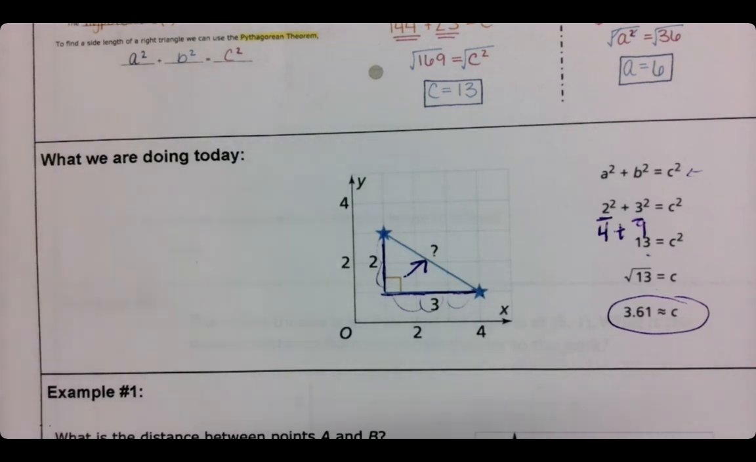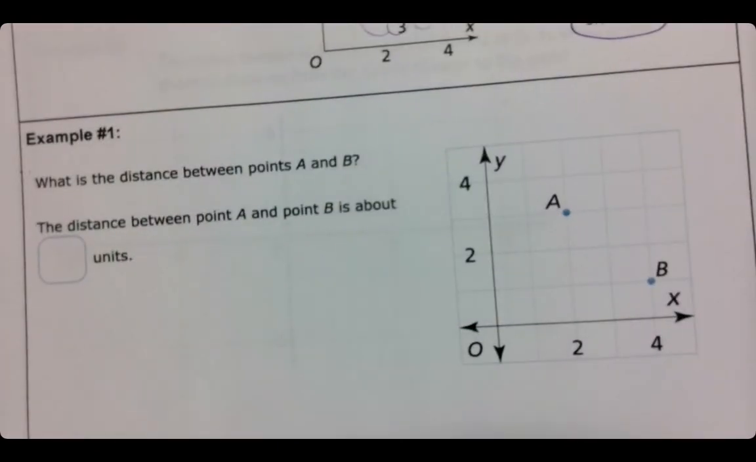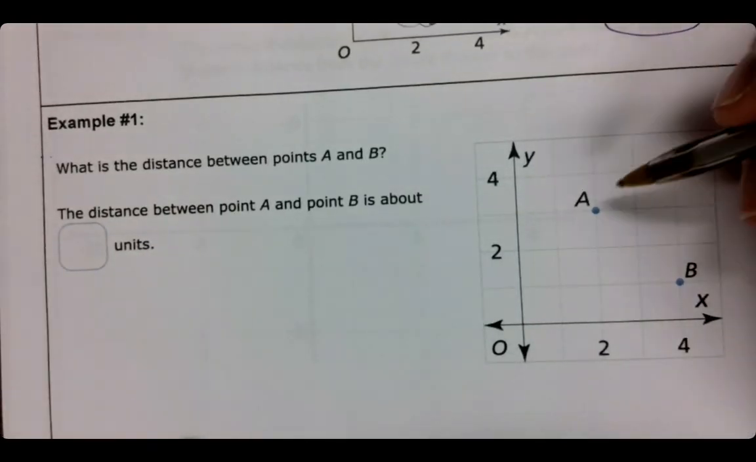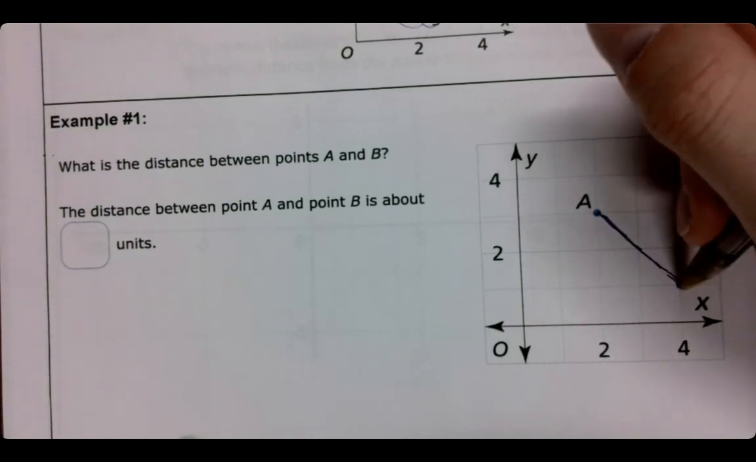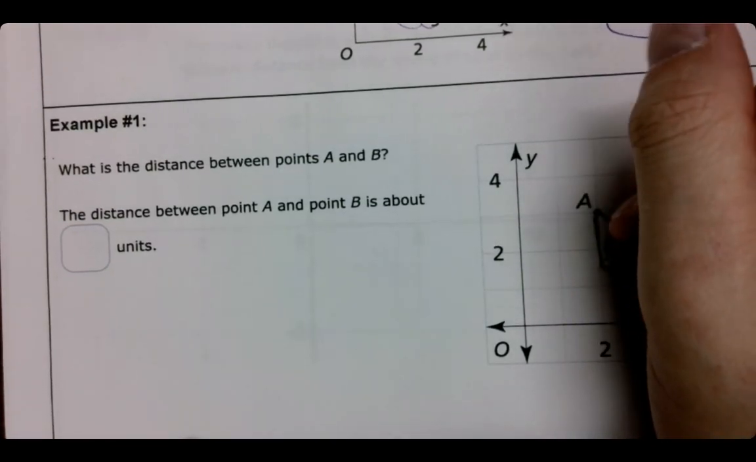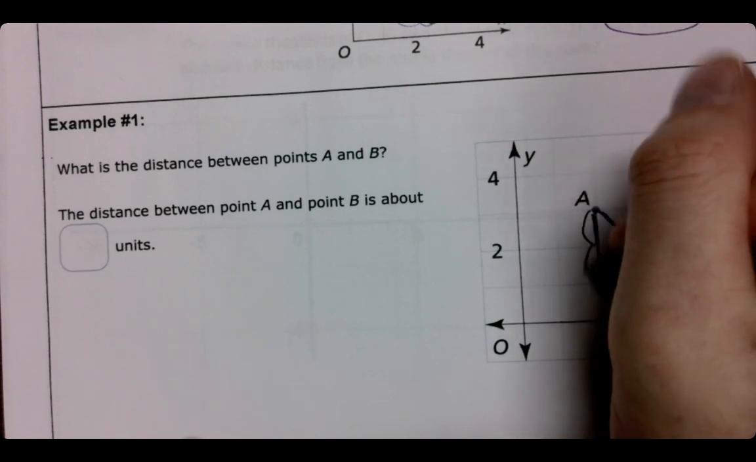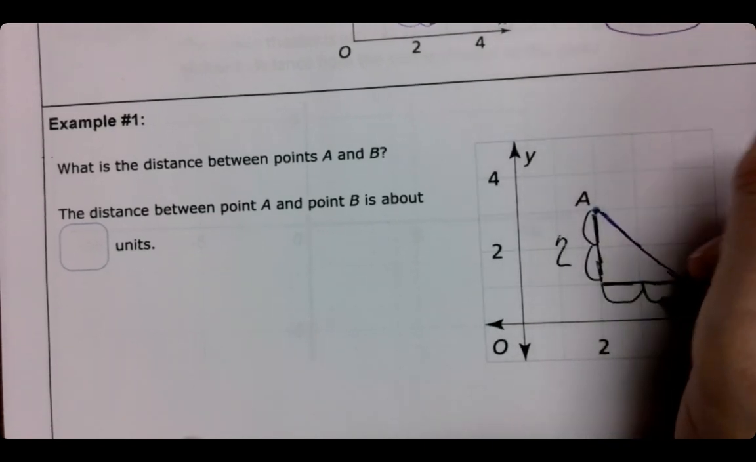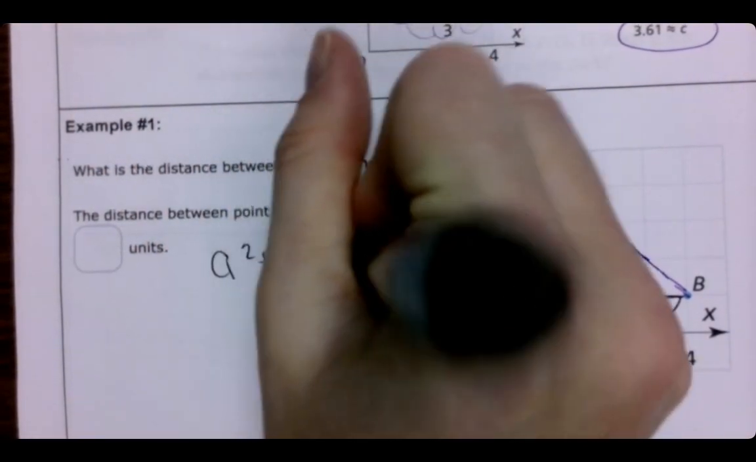So let's do one. Looking at example number 1 down here, they want to know from A to B. So they want the direct distance, the quickest route. But before we can do that, we have to figure out the longer route, how long that would take us. So if I count boxes, that's 1, 2. That's 1, 2. I have A squared plus B squared equals C squared.